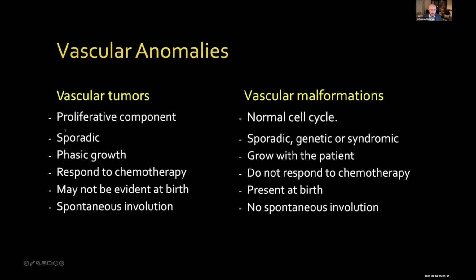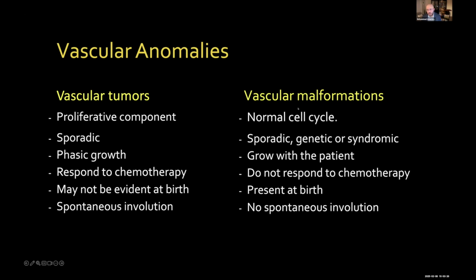So for tumors, there's always a proliferative component. They're typically sporadic. They have phasic growth, so they can be small initially, they can grow, and then they can involute as infantile hemangiomas. They can respond to chemotherapy. They might not be evident at birth, again, such as the infantile hemangioma or other types of tumors, and they can spontaneously involute.